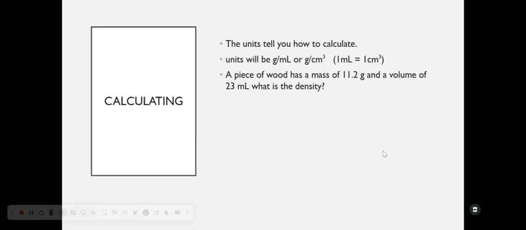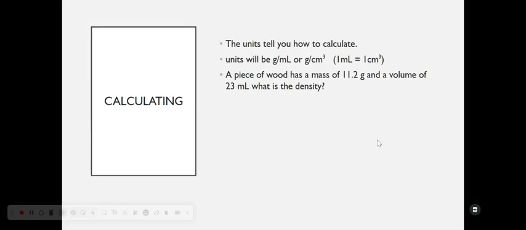When you calculate density, the units tell you how to calculate. The units are always going to be a mass unit over a volume unit. So you'll see things like grams over milliliters, grams over centimeters cubed. And then obviously, don't forget, 1 milliliter and 1 centimeter cubed are actually the same volume.